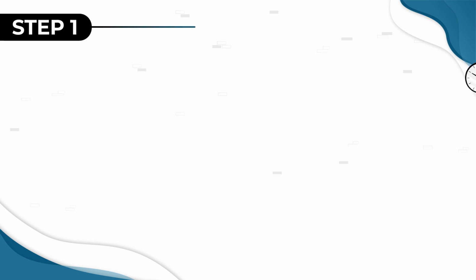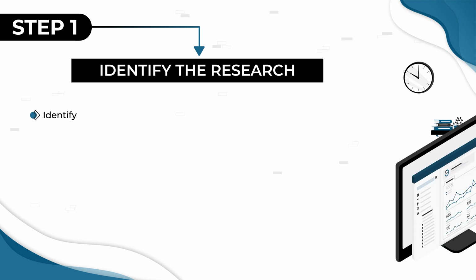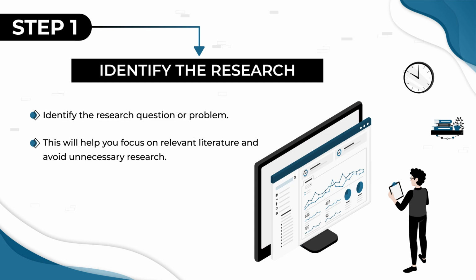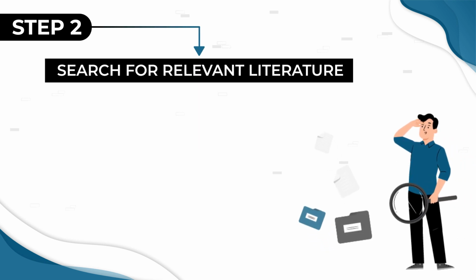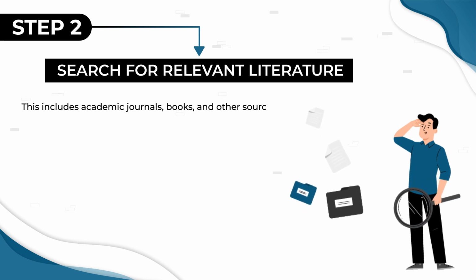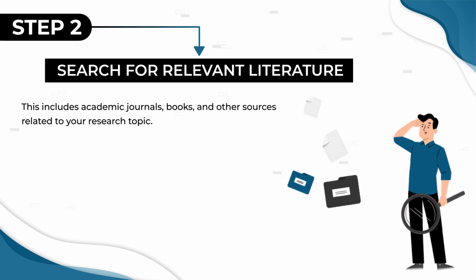This is the first step in writing a literature review. You need to identify the research question or problem that you want to explore in your literature review. This will help you focus on relevant literature and avoid unnecessary research. Once you have identified your research question, you need to search for relevant literature. This includes academic journals, books, and other sources related to your research topic.